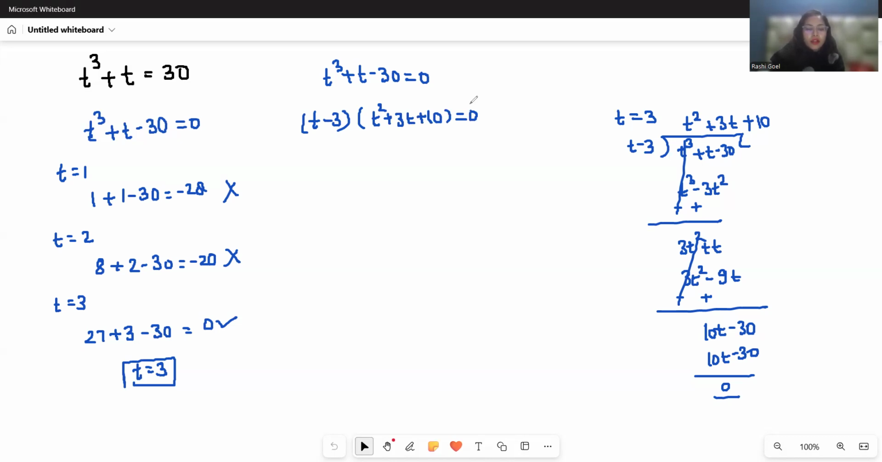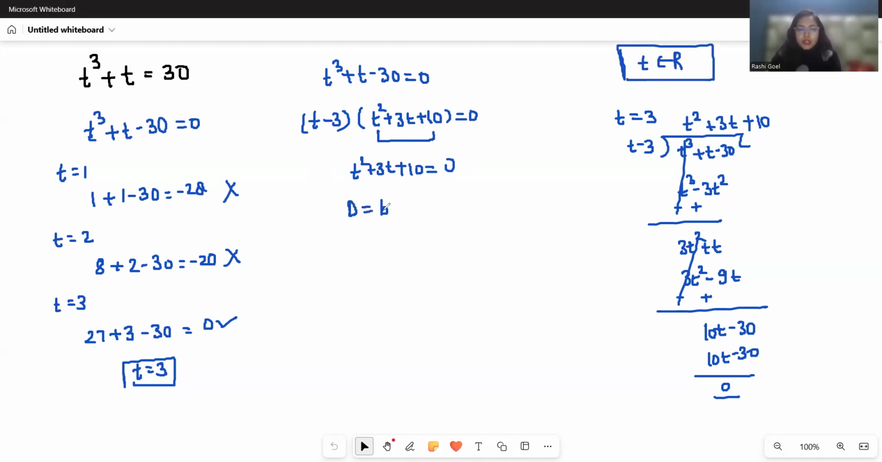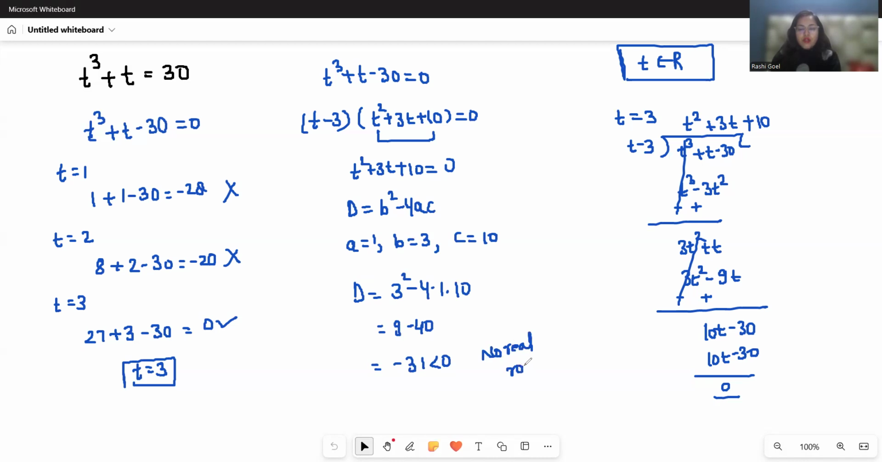Now solve the remaining quadratic equation, t square plus 3t plus 10 equals 0. First I am checking the discriminant to see whether its roots are real or not, because t belongs to the real numbers as per the question's condition. So the discriminant is b square minus 4ac, where a is the coefficient of t square, b is the coefficient of t and c is the constant. So D is equal to 3 square minus 4 times 1 times 10. So 9 minus 40, which is equal to negative 31, which is less than 0. So no real roots. So the final answer is t equals 3.